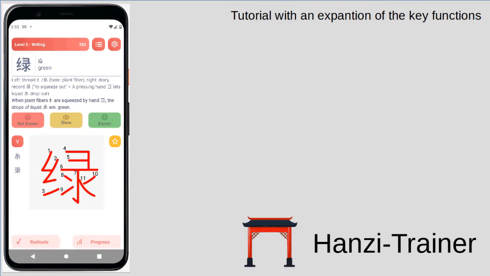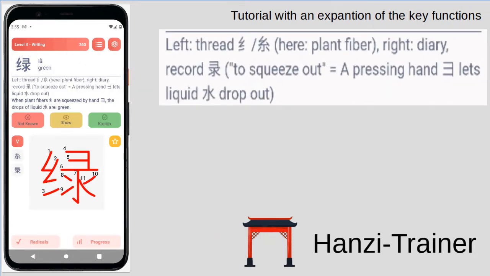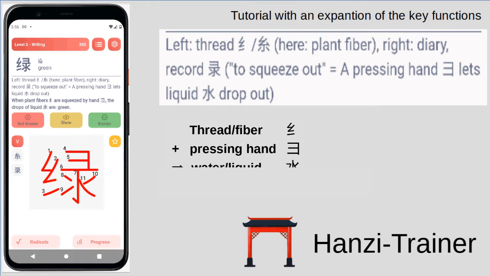Then, here in the middle, an explanation field is shown, which explains to me that the left component of the character green is a thread, which however is understood in this case as a plant fiber. And the character has on its right side a hand, which looks like the letter E in a mirrored way, and it has something like fingers directed to the left. And below that, the radical for water is shown. The right portion has a combined meaning of to squeeze out. So if you have something in your hand and you squeeze it, water drops out.